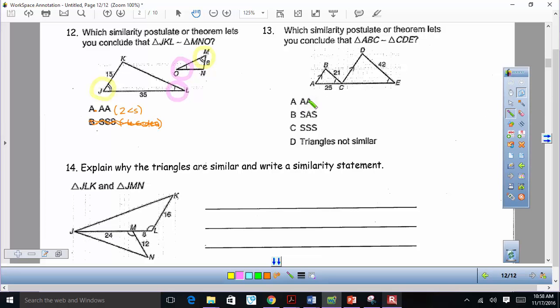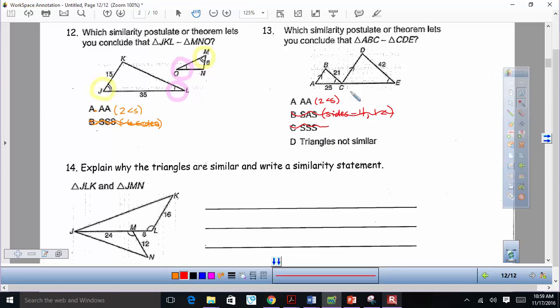Now, 13 is a little bit more tricky. So they give you several more options. They give you AA, SAS, SSS, and then that they're not similar. So we know for AA, we have to have 2 angles. For SAS, how many sides do I have to have? 2 in each, so how many is that? 4. And then an angle. Okay? So do I have 4 sides? Nope, so that's not going to work. So does that mean SSS is going to work? Nope. So all it's between is AA and triangles not similar.